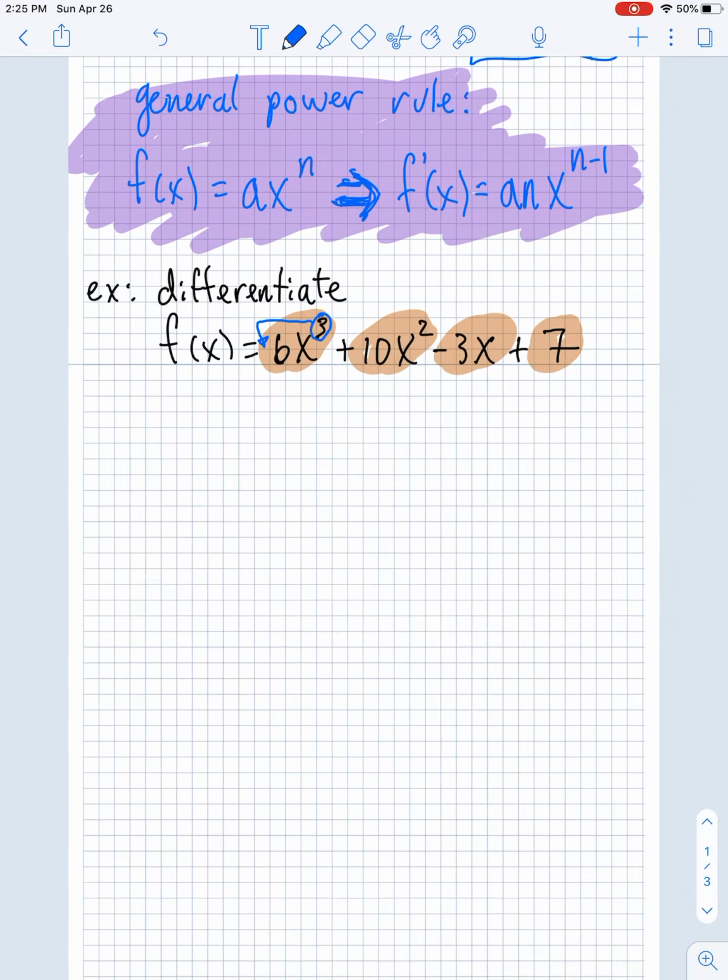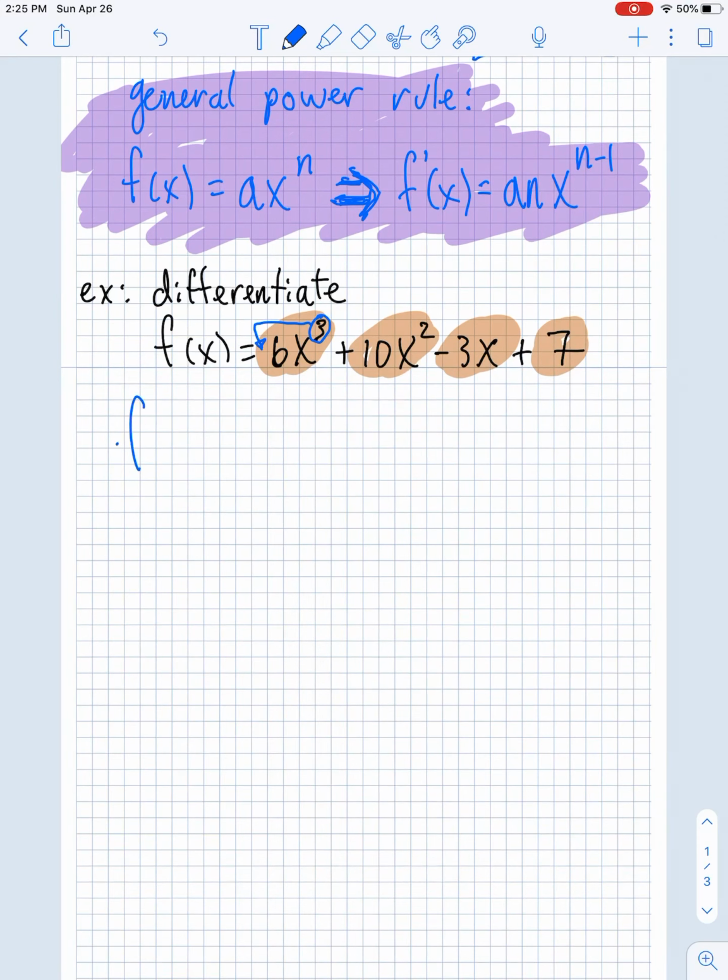So, f prime of x. The power rule was on 6x cubed. The 3 would come out in front and multiply with the 6, so you would get 18x squared because the power came out in front and then dropped down by 1. Same thing with the 10x squared. You pop it and drop it, so the 2 gets multiplied with 10, and you get 20, and then it drops down to the power of 1. But you don't write x to the power of 1, you just leave it as implied.